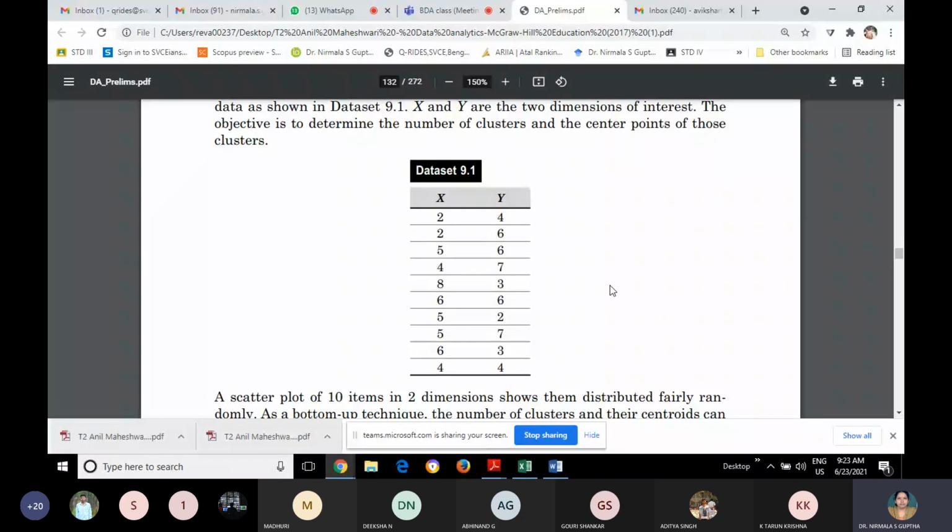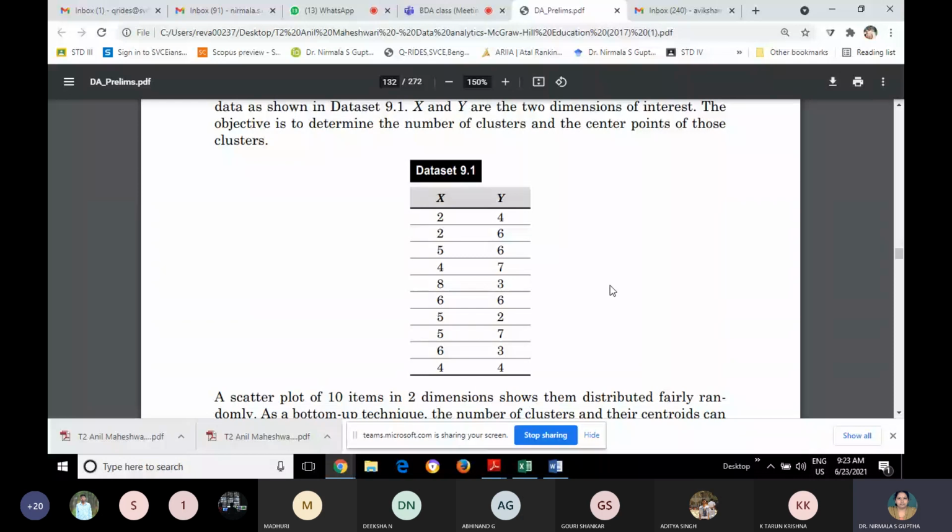When we want to arrive at and say that these are my number of clusters and these are my centroids or center points of those clusters, first we need to make the pair of these 2 dimensions X, Y, that is 2, 4. First row means first row pair of item. Second row item is 2, 6. Then 5, 6, then 4, 7, 8, 3, 6, 6, 2, 5, 2, 5, 7, 6, 3, 4, 3, sorry, 4, 4. Correct? Are you able to get my point now?